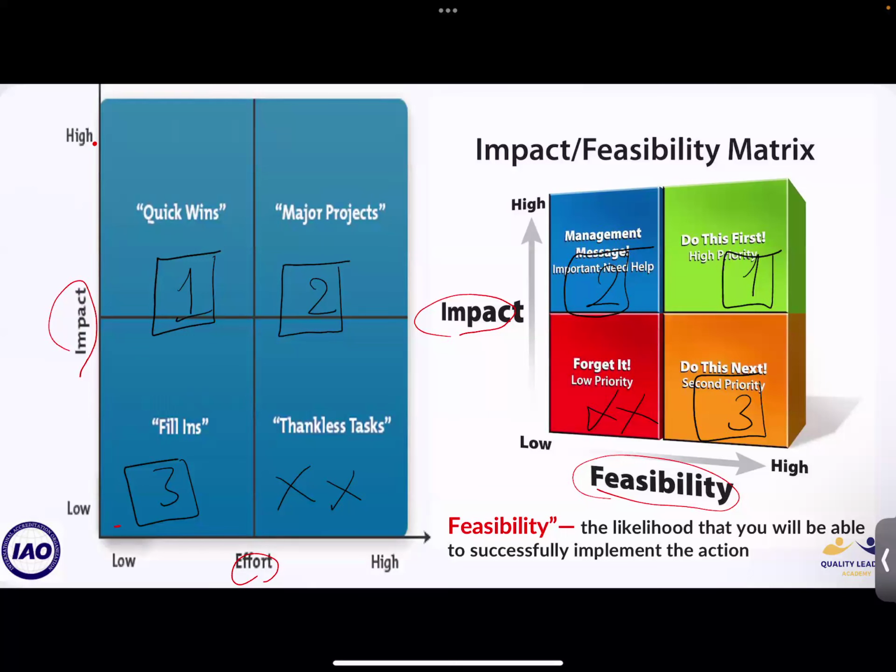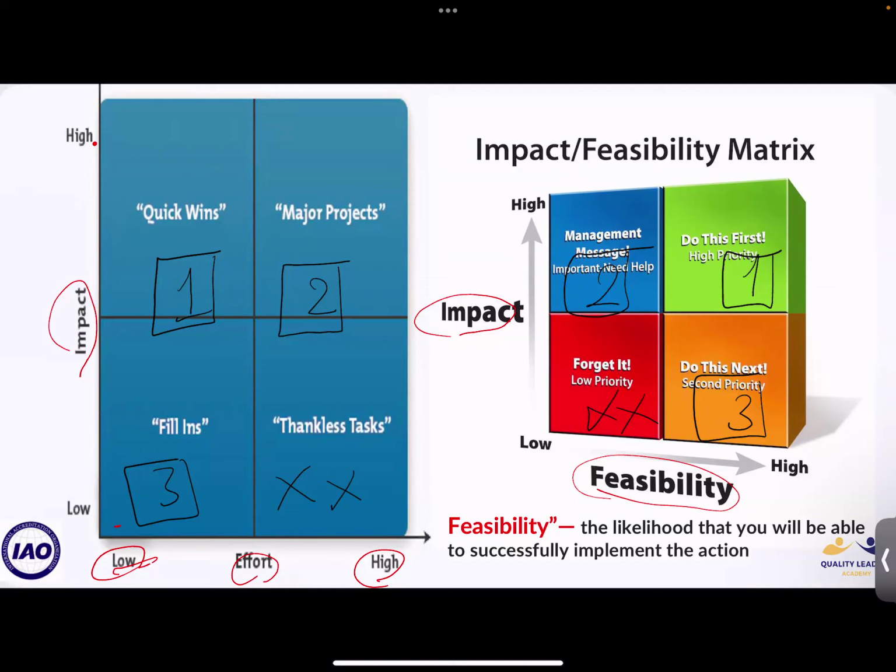Okay, and next, the least impactful ones are at the bottom. Then you look at effort and the resources. How much effort do you need to implement the solution? The ones that require low effort are on the left, and the ones that require high effort are on the right. Now let's take a look at the example.